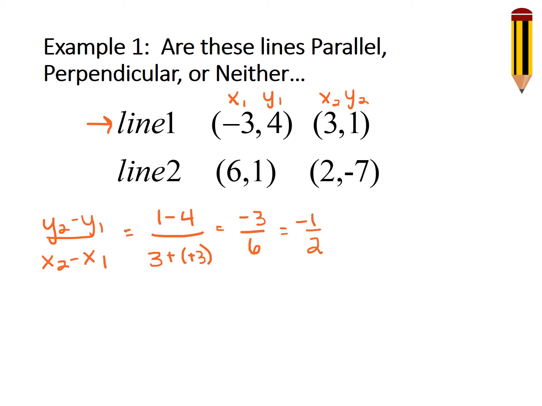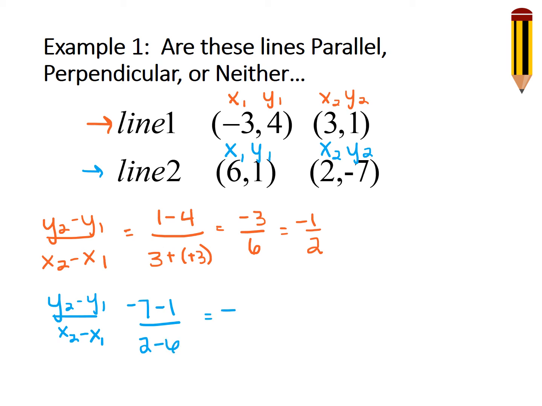So if I do this similar process with line 2, y2 minus y1 over x2 minus x1. Again, if I go label x1, y1, x2, y2, I get negative 7 minus 1 over 2 minus 6. So that's going to be negative 8 over negative 4. If we were to simplify that, we would get 2 over 1.